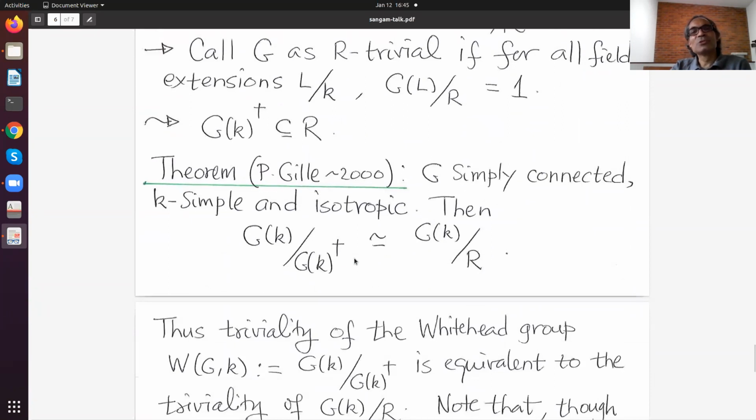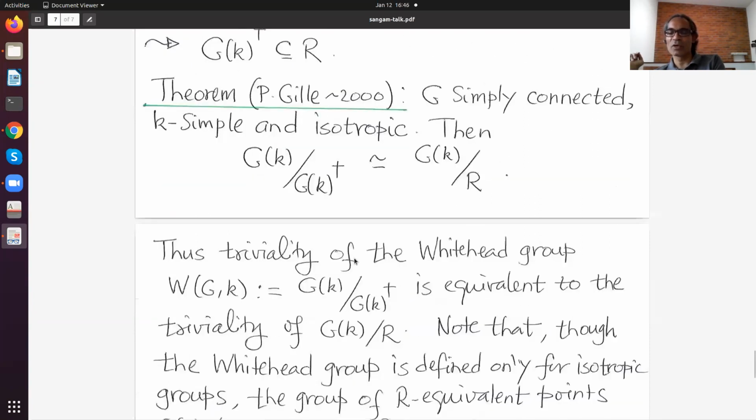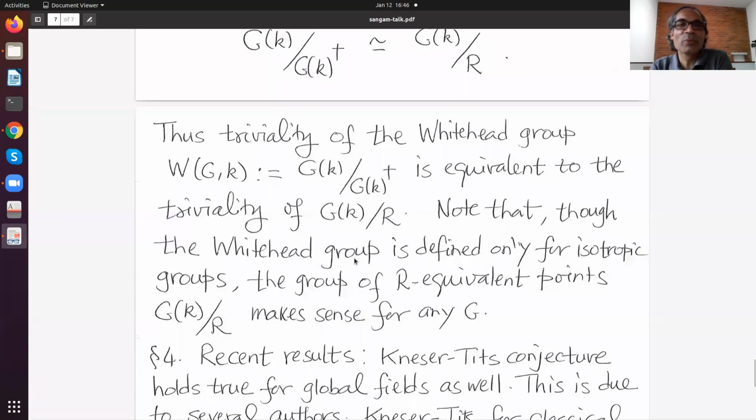In 2000, Philippe Gille proved in general, in fact, so this was the result proved by Platonov for SL_D. In general, it was proved by Gille that, sorry, did I say Platonov? I may be wrong here. Maybe this is due to Voskresenskii or something. I'm sorry about this credit. For SL_D, this perhaps is due to Voskresenskii. Anyway, doesn't matter. So G is simply connected, K simple and isotropic. Then G(K) mod G(K)-plus is actually isomorphic to the group of R-equivalent points of G(K). This is in 2000. So triviality of the Whitehead group, this is called the Whitehead group, is equivalent to triviality of G(K) mod R.